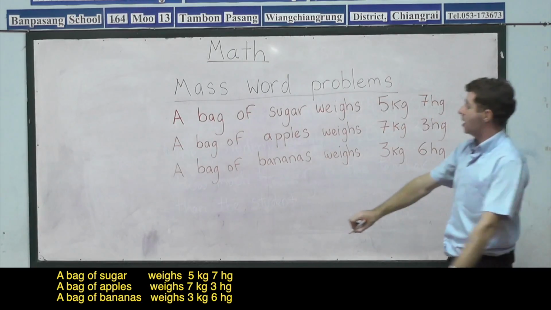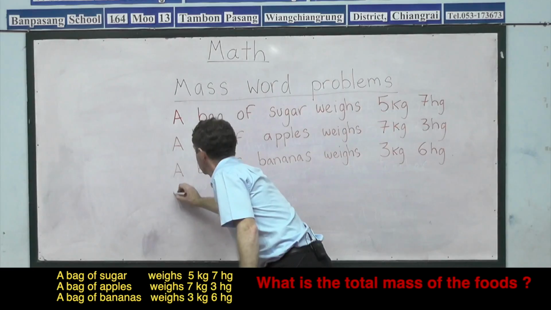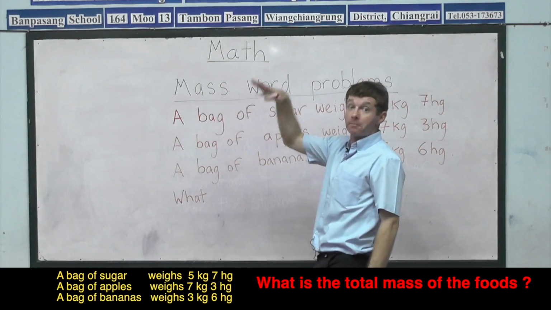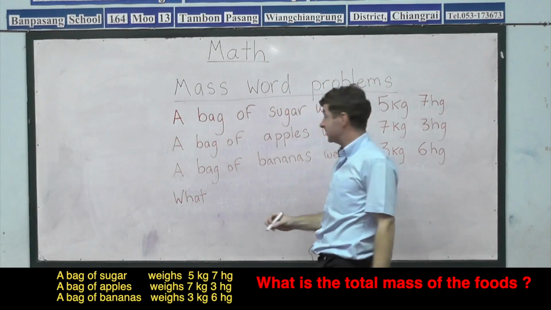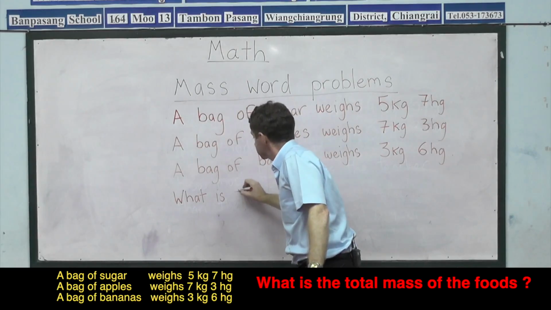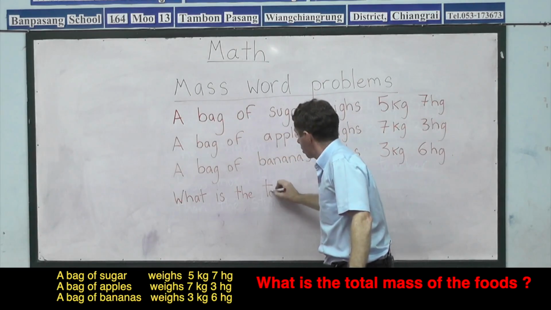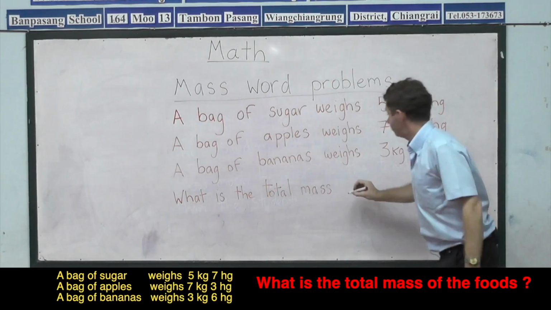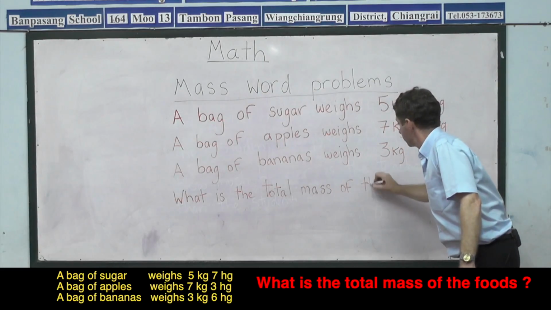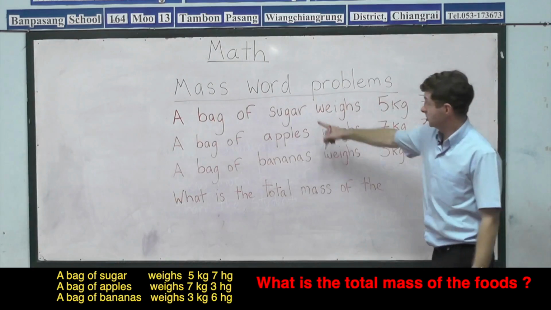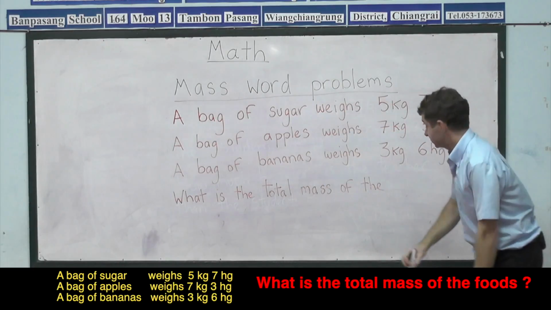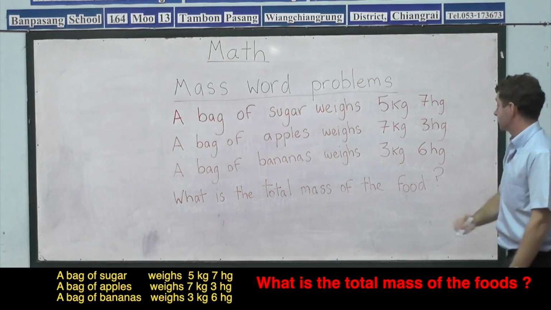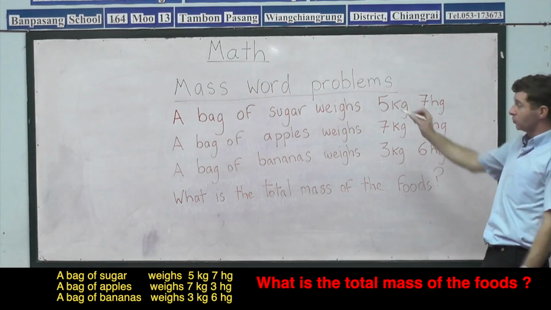Sugar, apples, bananas. And the question, what? This time we'll use the word mass because we know mass and weight are more or less the same. What is the total mass of the food? Sugar, apples, bananas. F-O-O-D. Or foods, you can say what is the total mass of the foods because more than one.